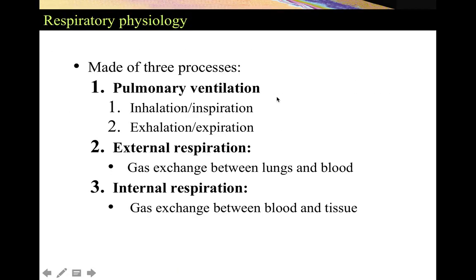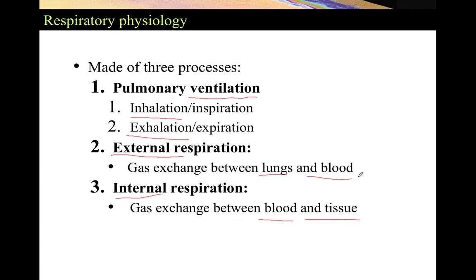Now, if you recall, we talked about the functions associated with the respiratory system. This is on the first slide of this PowerPoint. We talked about ventilation. Ventilation is broken down into inhalation and exhalation. You have external respiration, which is basically the gas exchange you will see between lungs and your blood, and I'll talk about that in more detail later on. And internal respiration is the gas exchange that takes place between blood and tissue.